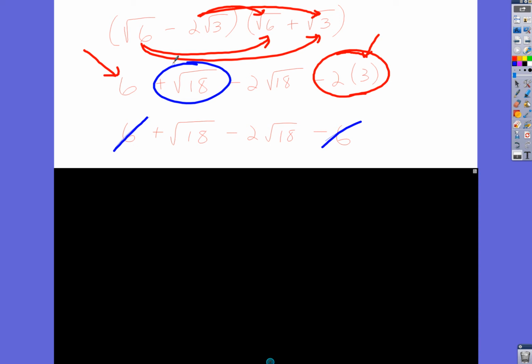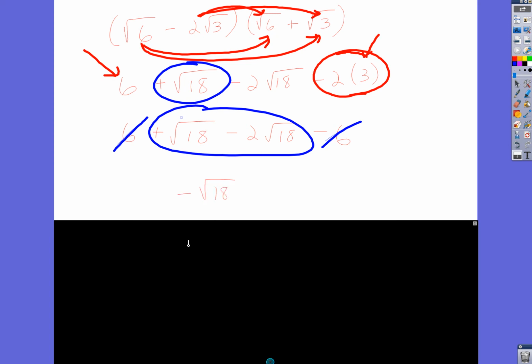Is square root of 18 in simplest form? No. Does that mean that I can't combine it? No, if I wanted to, I could, because they both have a square root of 18. If you want to simplify first and then combine them, go right ahead. That can be simplified; you could pull out a 3 from there. On this one, I just chose to combine them first. I kept square root of 18 the same. What is 1 minus 2? Negative 1, which is just negative square root of 18.